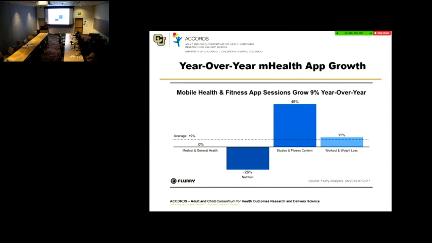If you're not and you're more interested in medical and general health, what that means is there's an area of significant opportunity. And there are things that you have to be aware of, but there is a lot of opportunity and potential here as well.